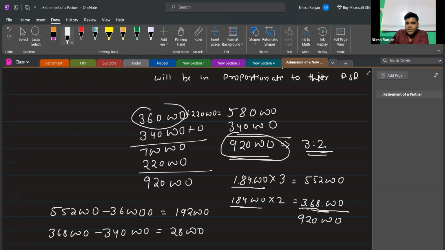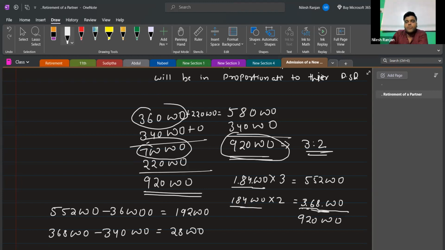Actually, their old capital was 7 lakh in total, and they will bring cash of 2,20,000. So their total capital will become 9,20,000. So this 9,20,000 is the total capital of the new firm. So we have divided this into 3:2. 920 into 3 by 5, 920 into 2 by 5. You will get this amount.